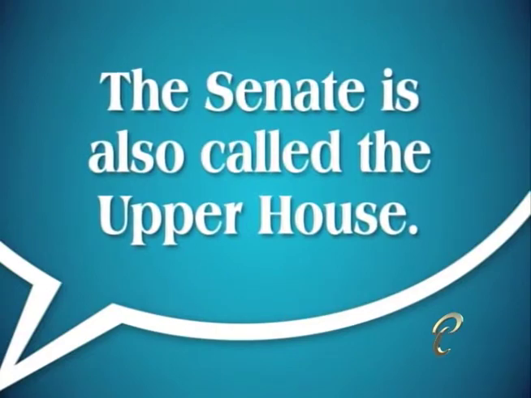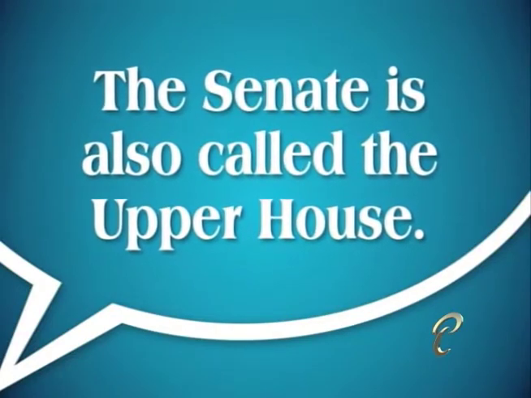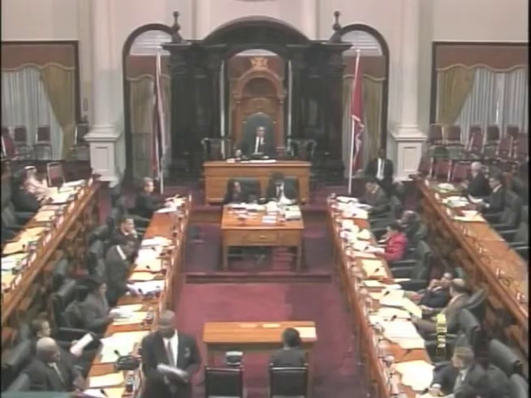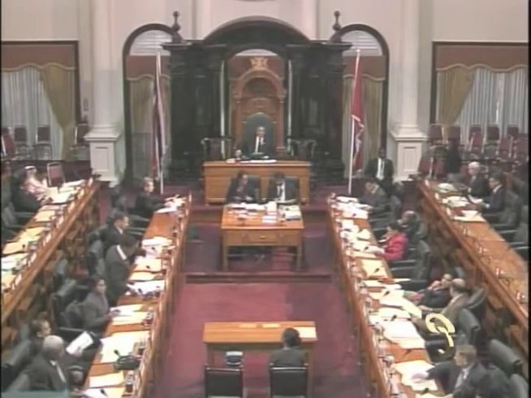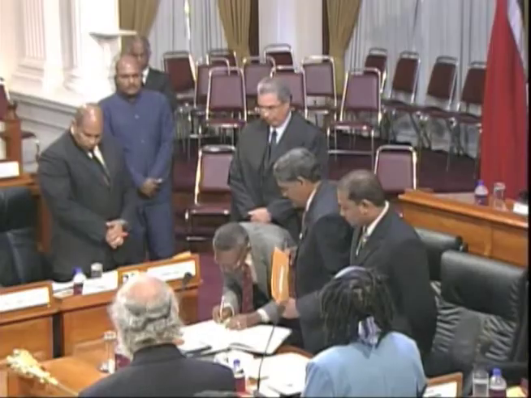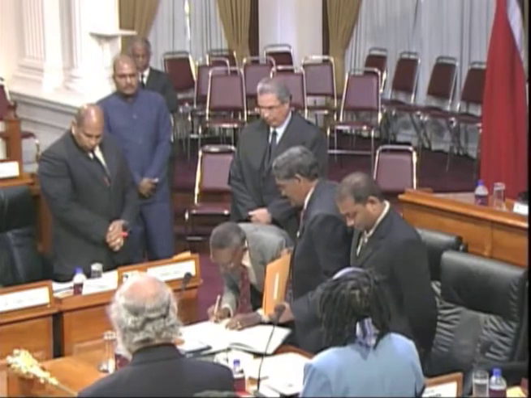The Senate is also called the upper house. When the Senate first meets after any general election, the first thing it does is it elects one senator to be president of the Senate and another to be vice president. If either office becomes vacant at any time before Parliament is dissolved, the Senate elects another senator to that office.